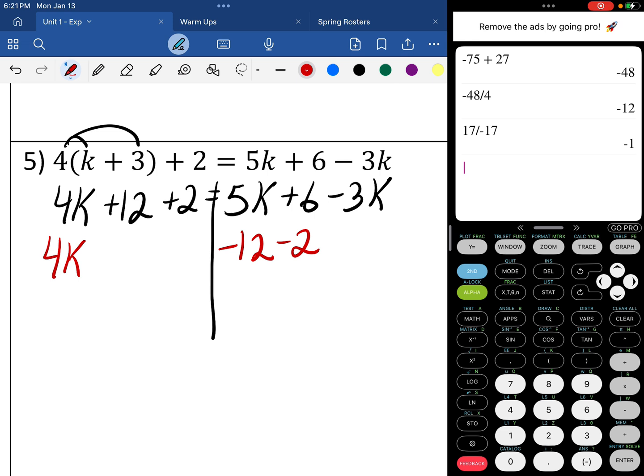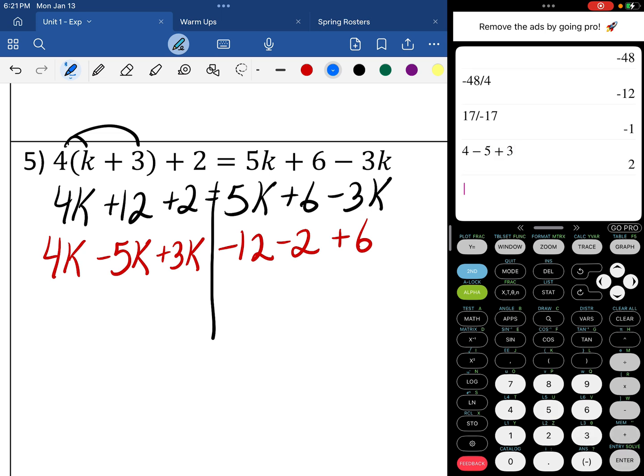5k, that has a variable. That means it's going to go to the other side. Positive 6, he's on the correct side. We're going to just drop him down. Negative 3k, that has a variable. So that means it's going to go across our line and become a positive 3k. Okay, so from here, we're going to combine like terms. 4 minus 5 plus 3. Okay, that gives me 2. His last name is K.